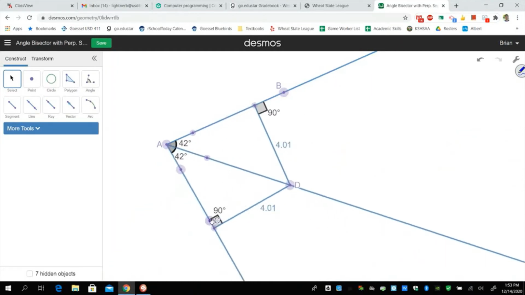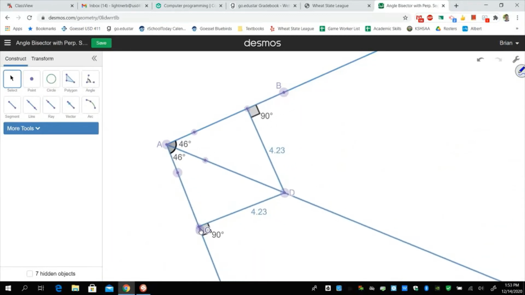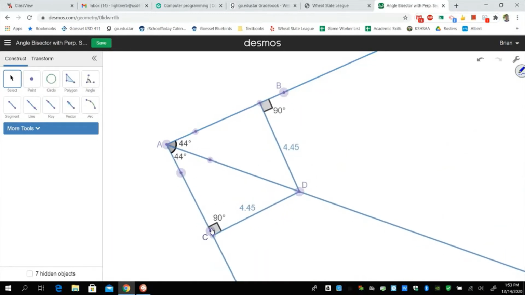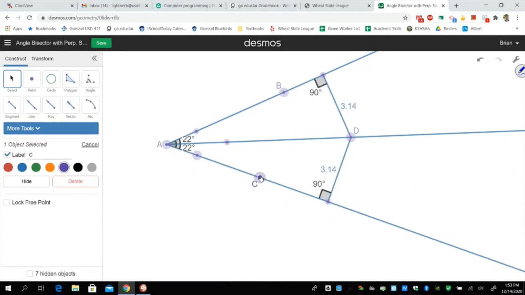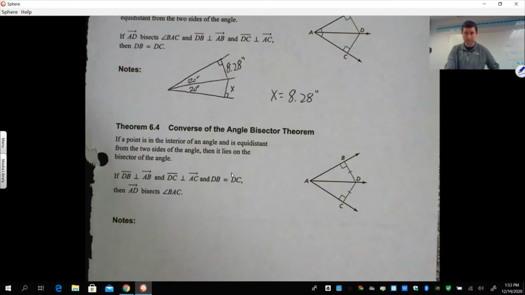It's kind of fun. Make a square. At some point you have a square. About there. Okay. Enough playing around. Back to work.